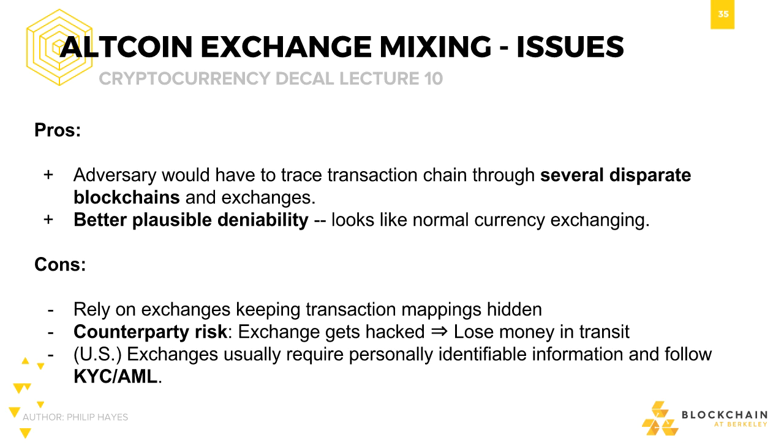But you still have to trust that these exchanges aren't somehow all colluding together to keep these transaction mappings hidden. So you could imagine that if the government wants to crack down on altcoin exchange mixing, they could require that all the exchanges have an open log that the government is able to look at. And then the government would be able to see your transactions across all these different blockchains, ruining all of this. But there's also some counterparty risk, where, as we know in this industry, exchanges get hacked all the time. So there's a small chance you'll lose your money in transit. And then you're also going to lose transaction fees because you're moving around a lot of different nodes and exchanges.